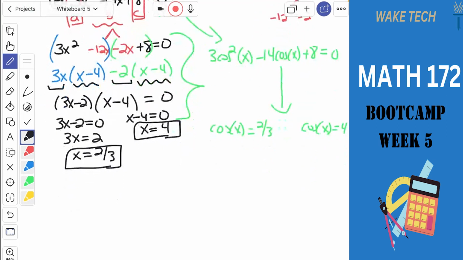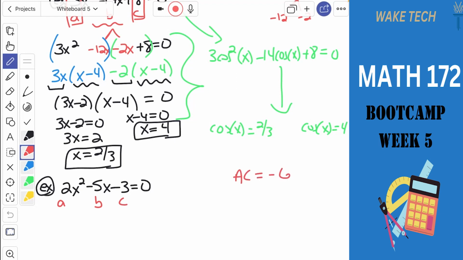All right, I'm going to scoot that up and I'll recopy one more and actually give you some time to try this one. 2x squared. I'll give you a second to try using the AC method here and see if you can factor it. Just as a reminder, the first step is to multiply a times c and then find factors of that number that allow you to separate the middle term. I'll give you a minute or two to try that and then we'll chat about it.